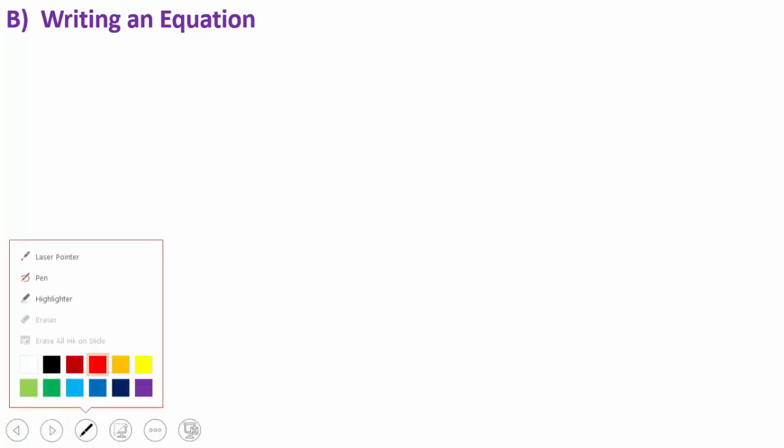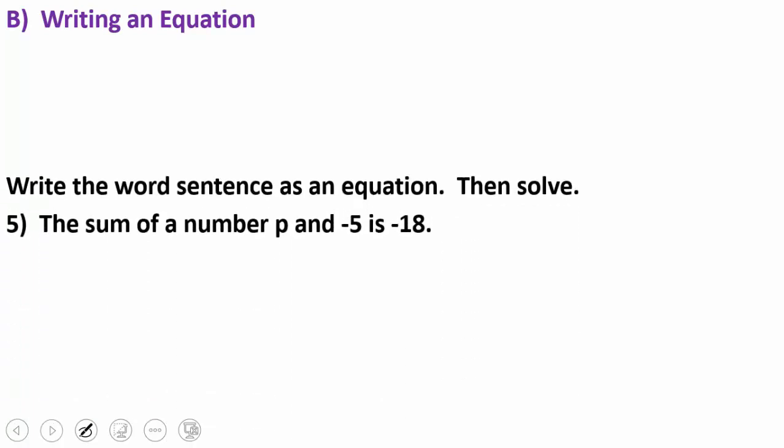Ladies and gentlemen, this time we're actually going to write the equation from the word sentence, and then we're going to solve it. And we start off with: the sum of a number p and negative 5 is negative 18. Now, the best way to do this is to mark your text, to write down things that are important for you to do.